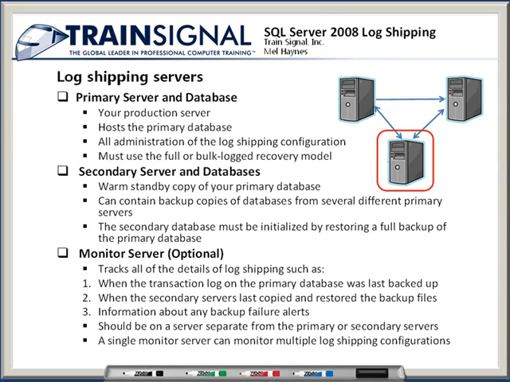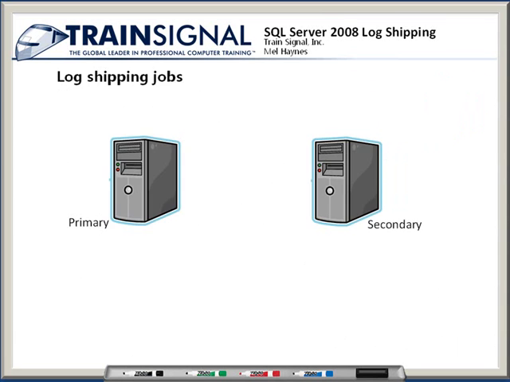Another note about the monitor, it should be on a separate server from the primary or the secondary if you're going to have a monitor. And then last but not least, a single monitor can serve multiple log shipping configurations, so you're not required to have a one-to-one correlation with the monitor either.